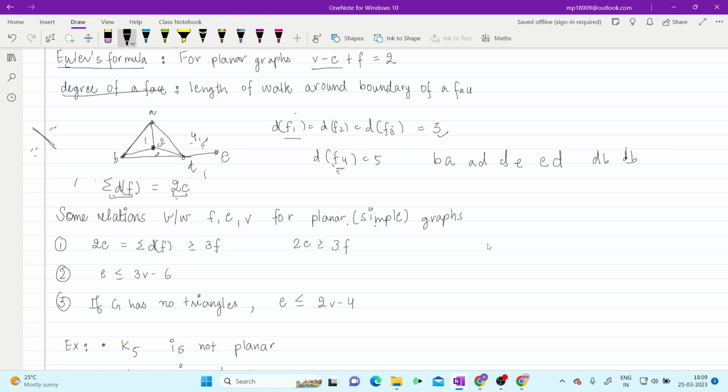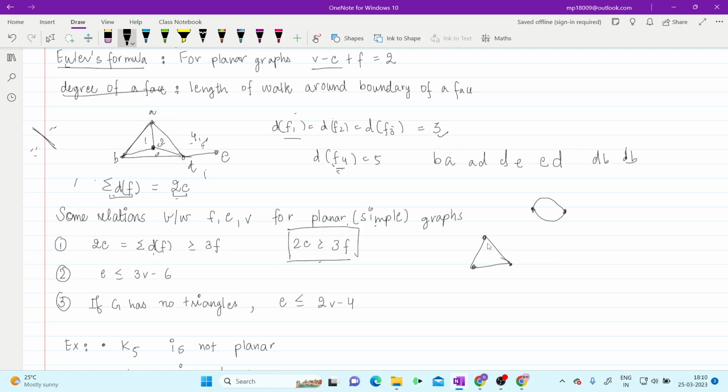then we can see that the degree of each face will be greater than or equal to 3, because we cannot have any face of this type, since it is a simple graph. This is not allowed, because this is a loop. So the degree of each face in a simple planar graph will be greater than or equal to 3, which will give us this relation, that 2 times edges is always greater than or equal to 3F.